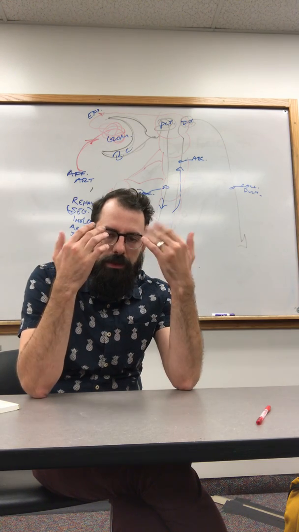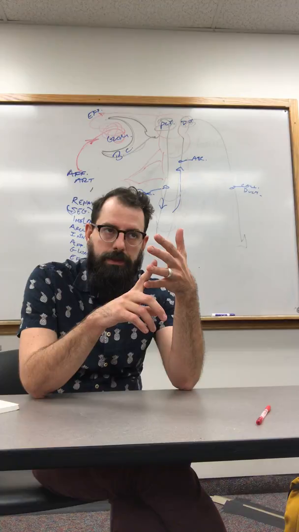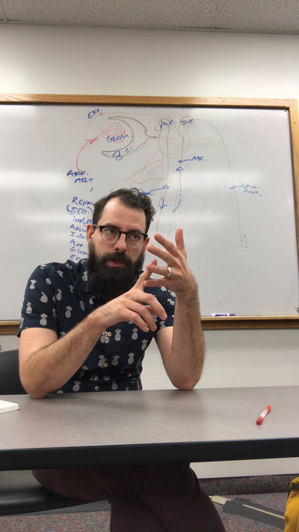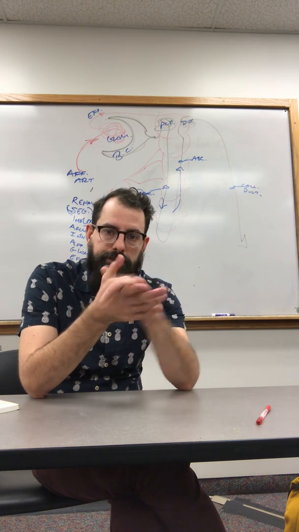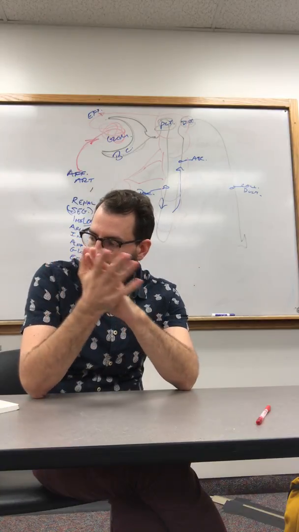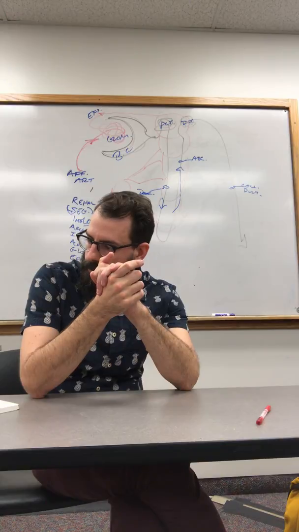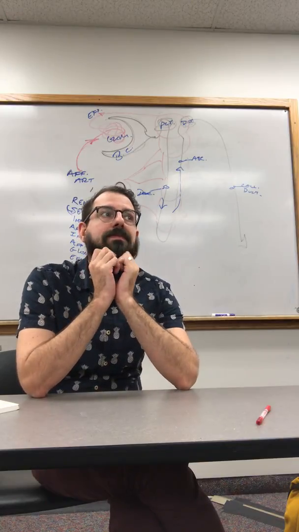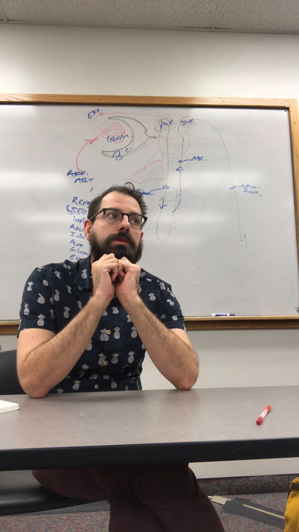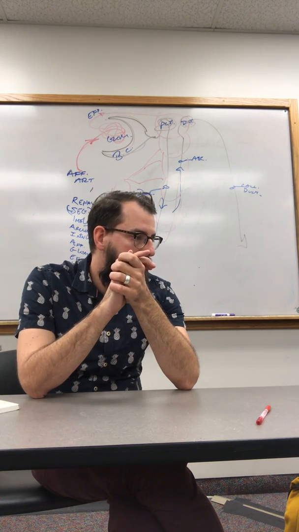Internal urethral sphincter is smooth muscle, involuntary. External urethral sphincter is skeletal muscle, voluntary. Urethra. That's it. I can't think of anything else. I wouldn't say that this is definitely exhaustive, but I think I've mentioned everything pretty much that's important.